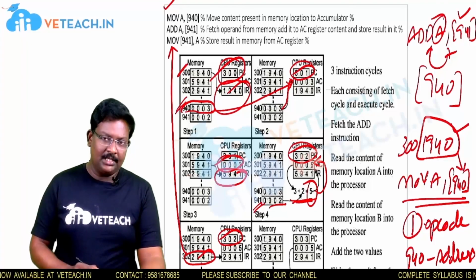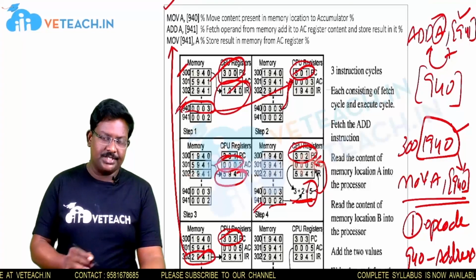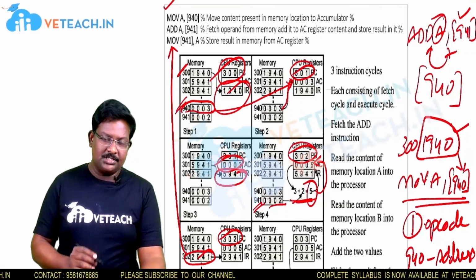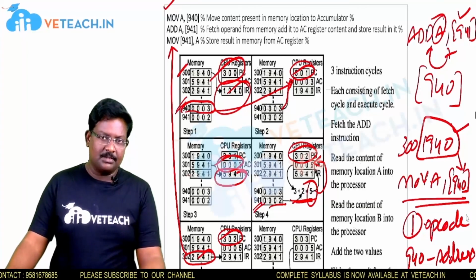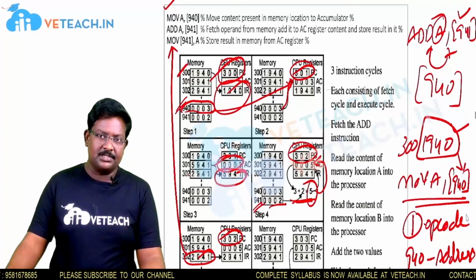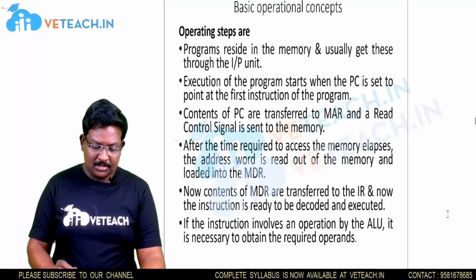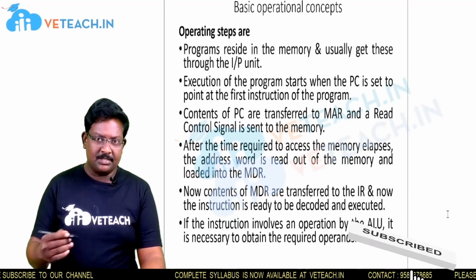So we can clearly observe how the contents are changing from step 1 to step 6 here. And this is how we are going to execute the instructions step by step using the basic operational concept of a computer. So these are the points that show the operation that is performed step by step in the basic operational concept.